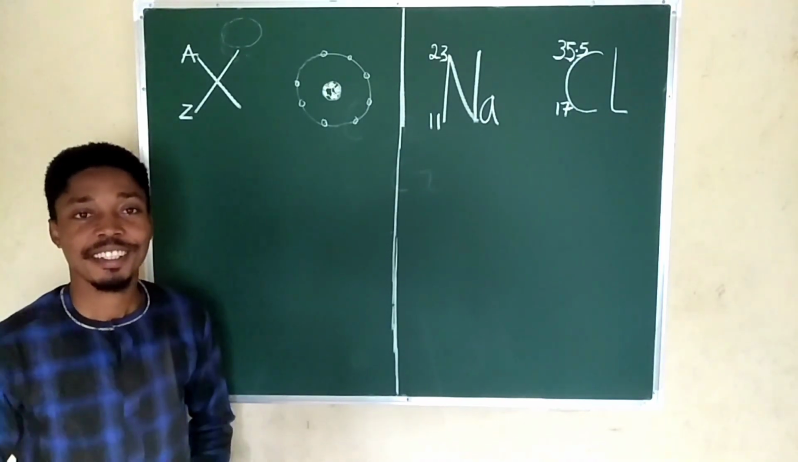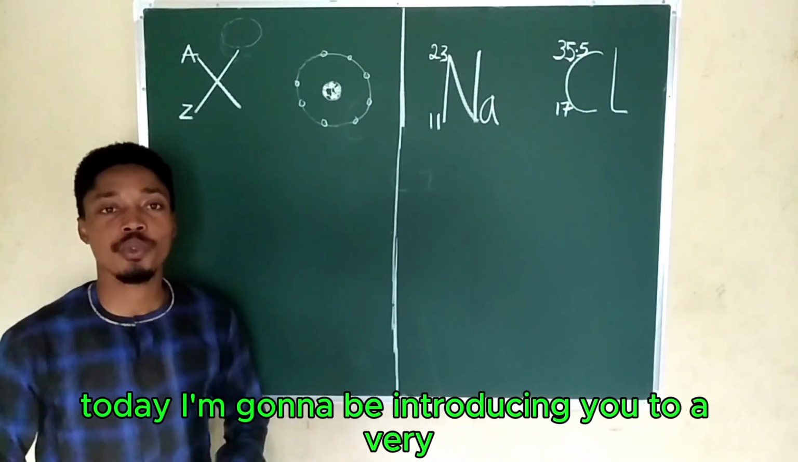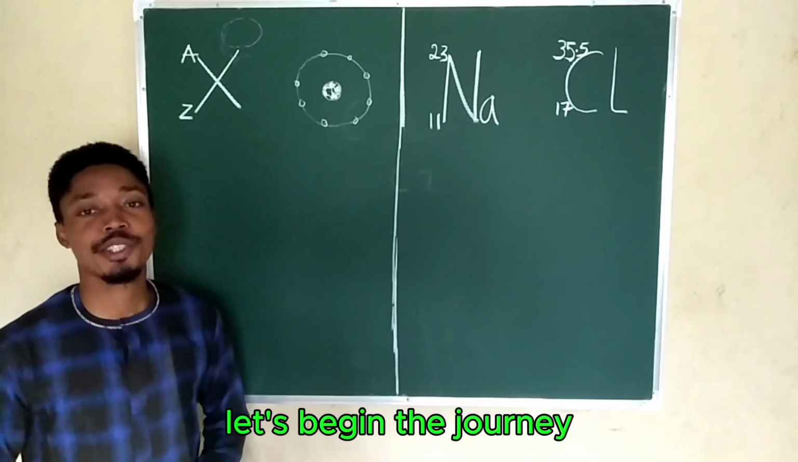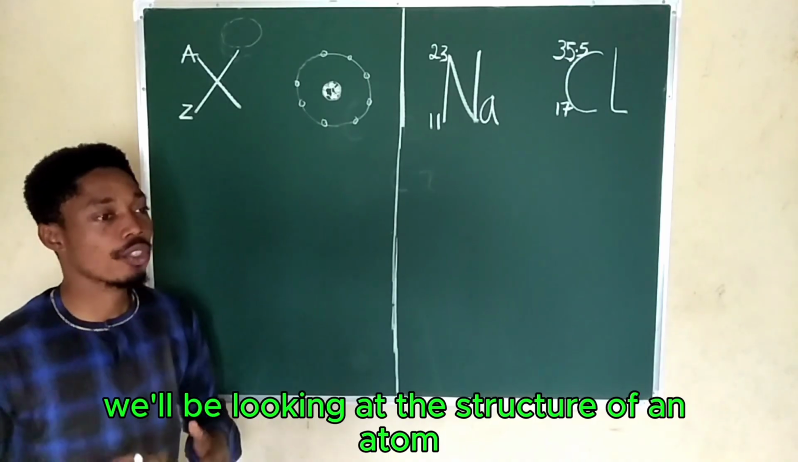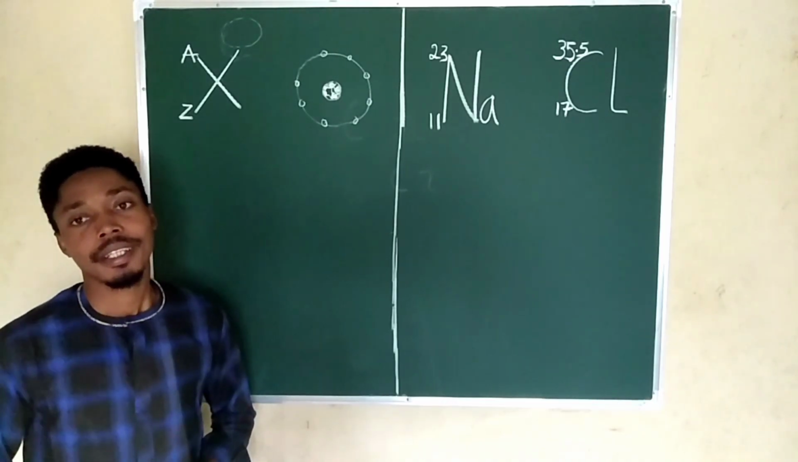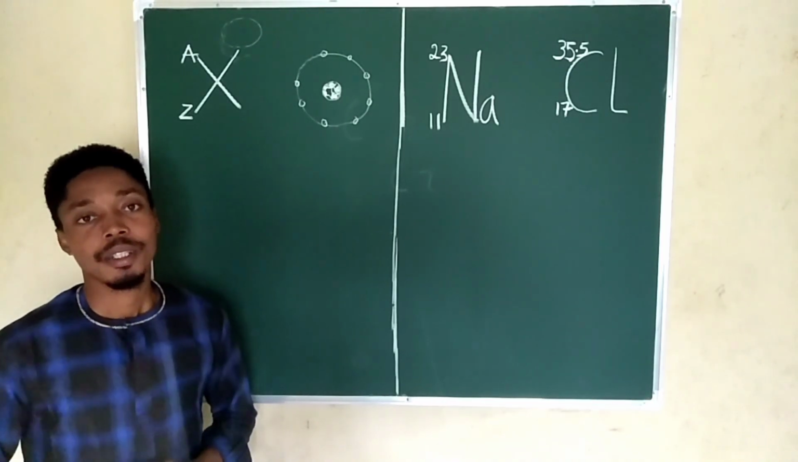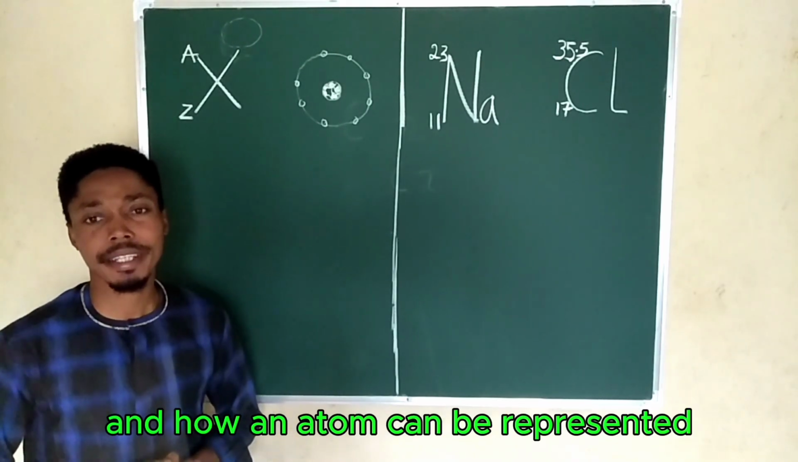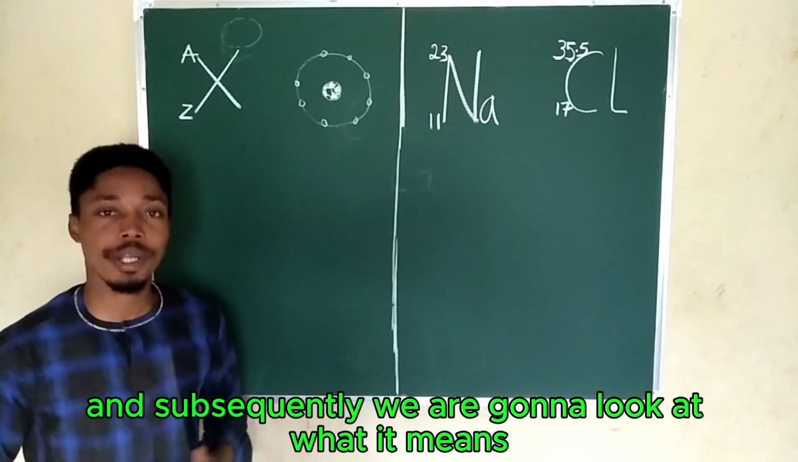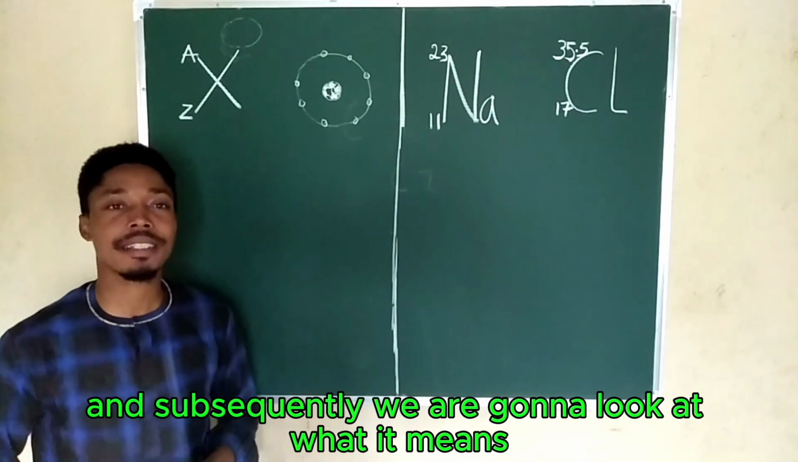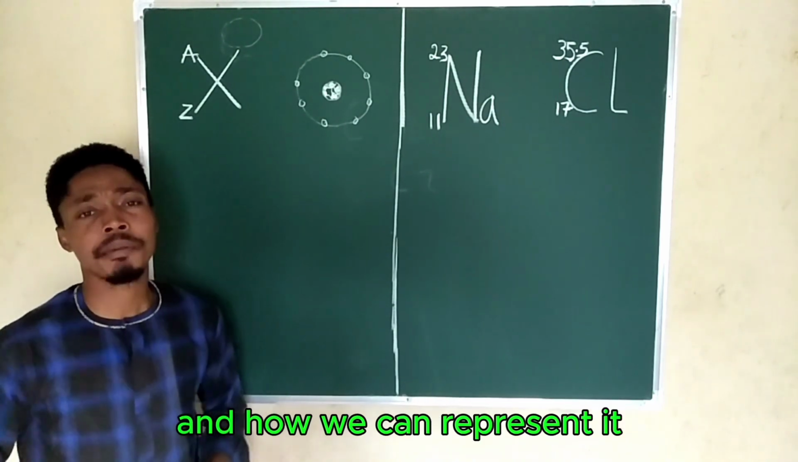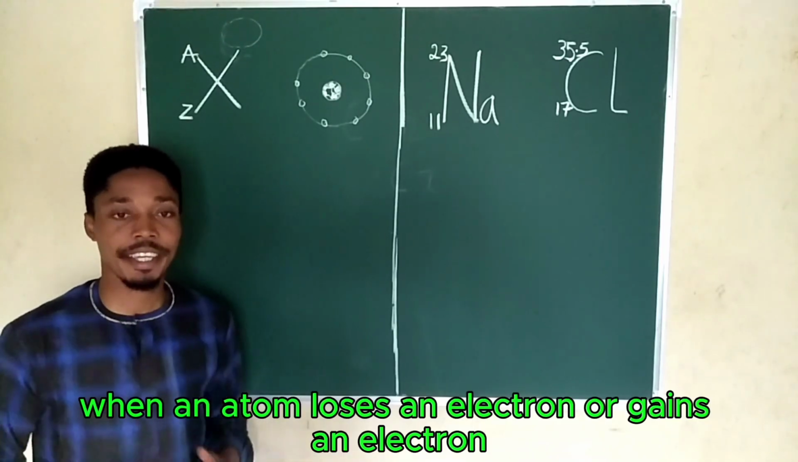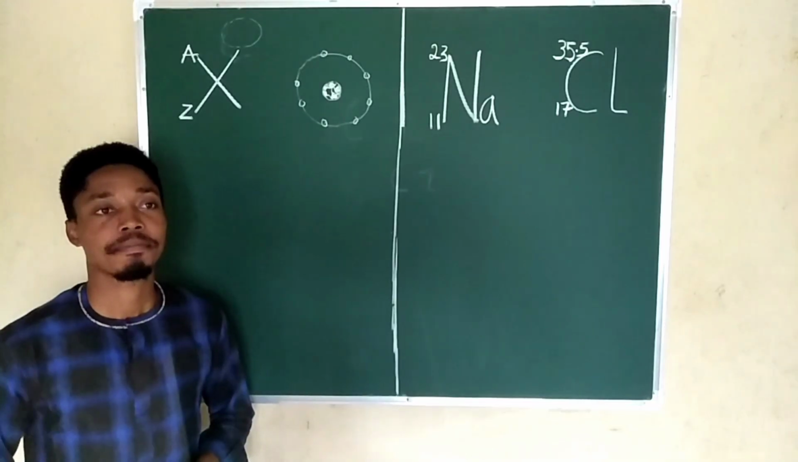Welcome to class. Today I'm going to be introducing you to a very interesting concept. Let's begin the journey. We'll be looking at the structure of an atom, basically what an atom looks like and how an atom can be represented, and subsequently we are going to look at what it means and how we can represent it when an atom loses an electron or gains an electron.